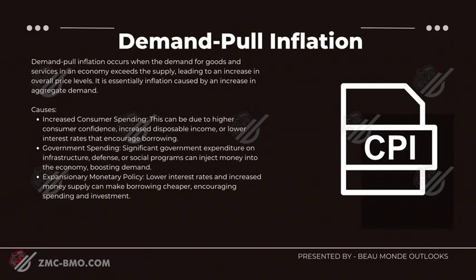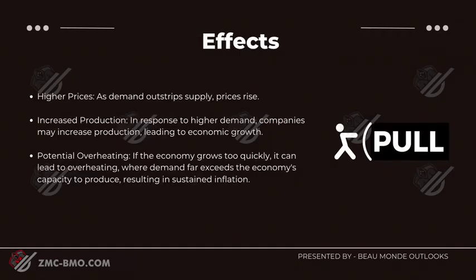If significant government expenditure on infrastructure, defense, or social programs leads to injecting money into the economy, this will, of course, boost demand. And finally, expansionary monetary policy. Lower interest rates encourage more borrowing, and of course, that means more spending. And this will, of course, increase the overall investment into the economy, and thus demand will pull prices higher inside of that economy. Now, as a byproduct of this, demand will outstrip supply and prices rise.